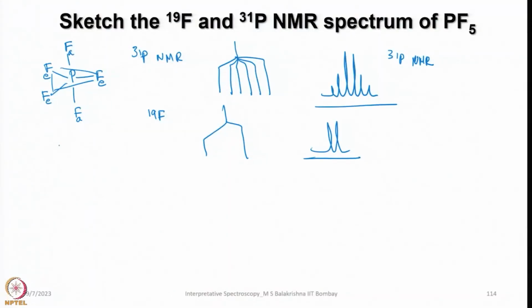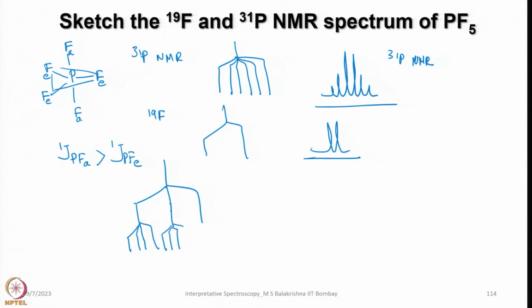First, let us assume 1J PF axial is greater than 1J PF equatorial. So now first what would happen is the phosphorus signal will be split into a triplet here, and then each line will be split into a quartet. So something like this. That means it is basically a triplet of quartets we will see.